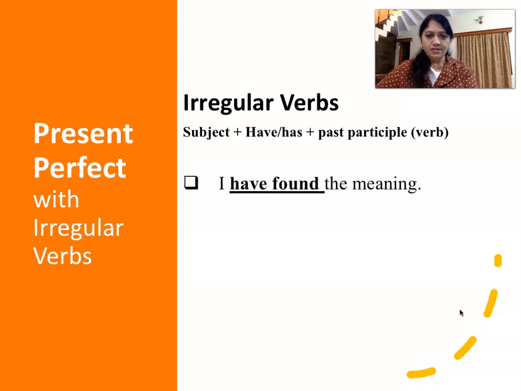Let's look at these examples. I have found the meaning. Now can you tell me what's the main verb or the base form of the verb found? Yes, you're right. It is find. The past tense is found and the past participle is also found, but it is conjugated with have.